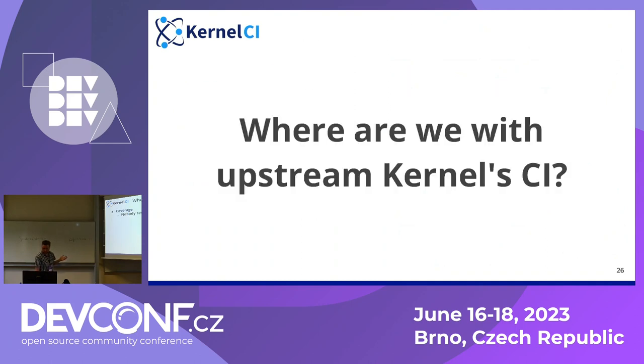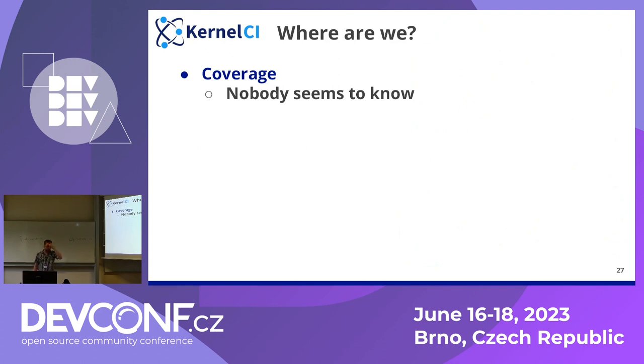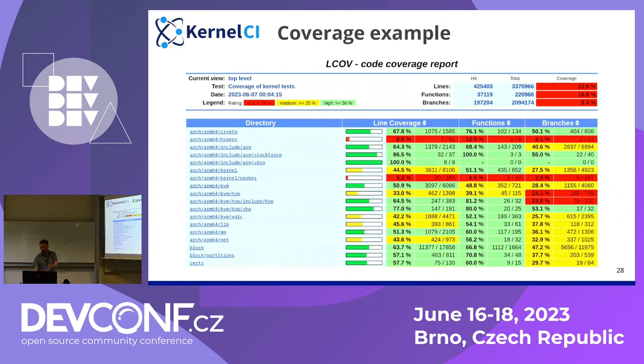With the upstream kernel CI, since there is no single system and just a bunch of separate systems, and they don't really verify coverage, nobody seems to know what the coverage is like. Everybody's focused on particular functionality, but nobody, it seems, really measures code line or function coverage. Of course, that's not very useful, since it doesn't really tell you how much functionality is tested exactly, but it is something that could be measured and could look something like this.